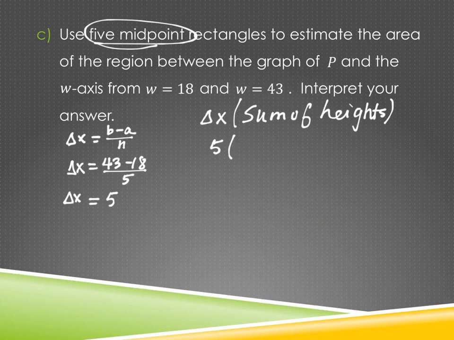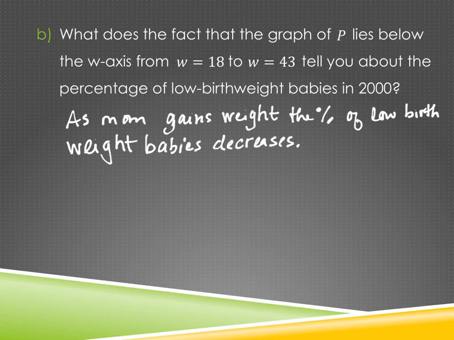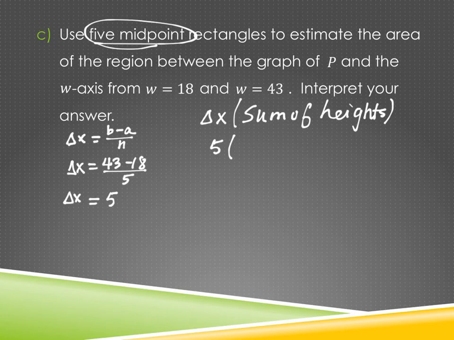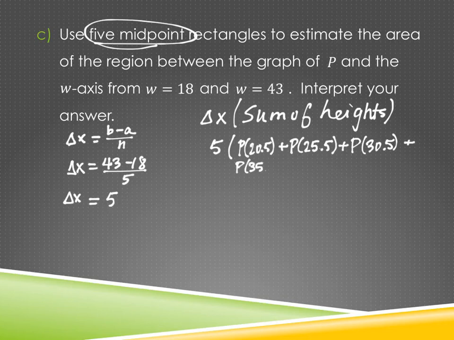So if you take a look back over here, what I'm going to be finding is, what was the name of my function? Was it p? Yeah, it's p. I'm going to be finding p of 20.5 plus p of 25.5 plus p of 30.5 plus p of 35.5. I need one more, right? Plus p of 40.5.